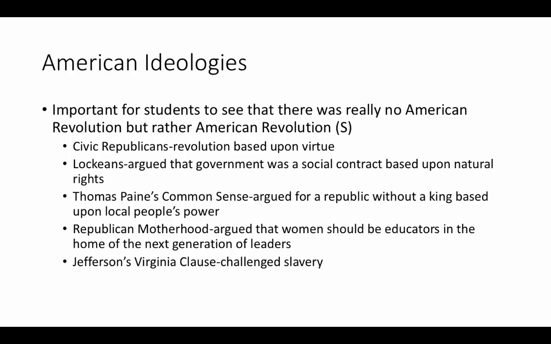So it's important for the Americans to see that there really wasn't one big American ideology, but rather several of them. So civic Republicans believed that the revolution would be based upon a virtuous public. Lockeans argued this new notion that the government was a social contract based upon natural rights. Thomas Paine's Common Sense argued for a republic without a king that would be based upon local people's power. Women started to challenge the notion of their separate role.